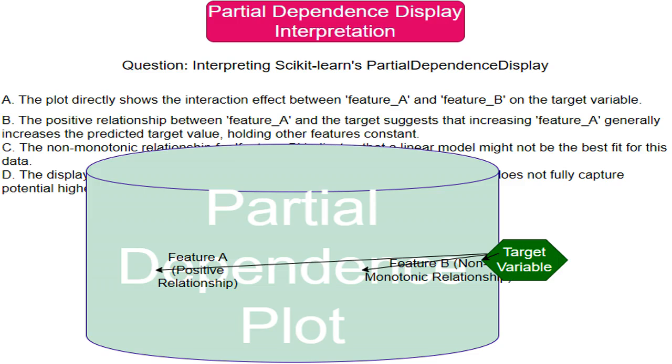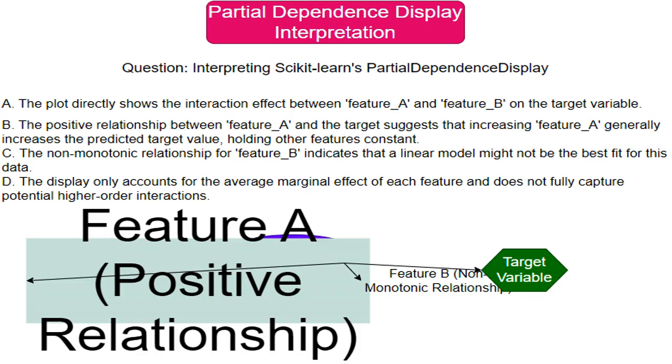This refers to the type of plot generated by the partial dependence display function. It provides a visual representation of the relationship between features and the target variable. This describes the relationship observed in the PDP for feature_A. There is a positive association. As feature_A increases, the predicted target increases.